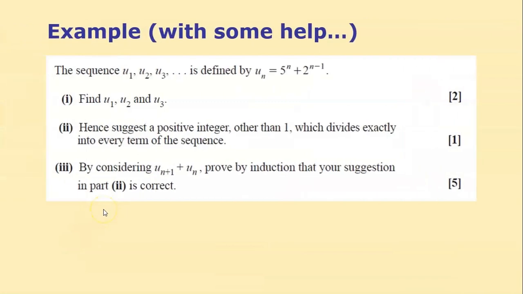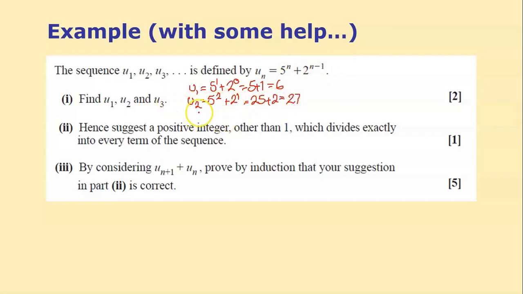Now, that's one example then. Let's do another example. This one is also with some help. It says the sequence is defined by this. So find u1, u2, u3. So all we do is put these in. u1 is 5 to the 1 plus 2 to the 1 minus 1, well, 1 minus 1 is 0. So that's like 5 plus 1, which is 6. u2 is 5 to the 2 plus 2 to the 1. You'll notice the power is always 1 less on the second one. What's that? That's 25 plus 2, which is 27.